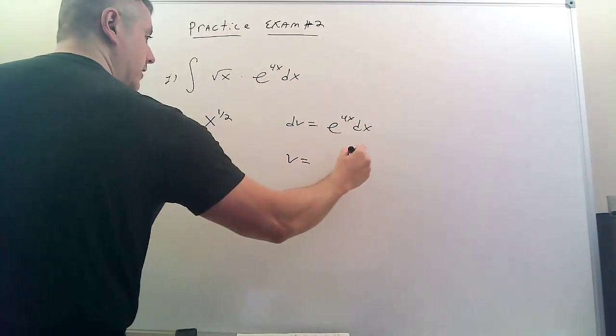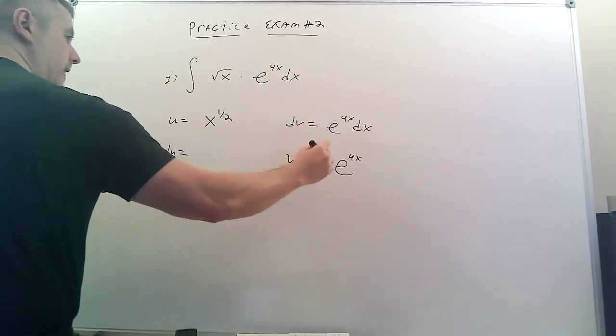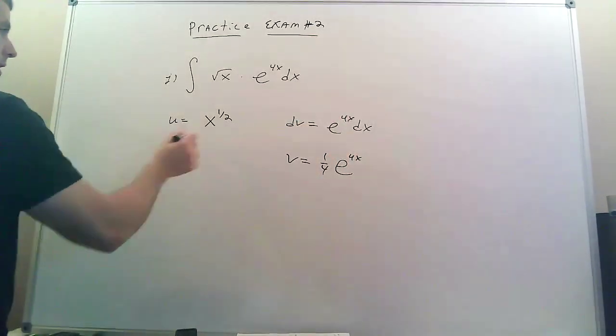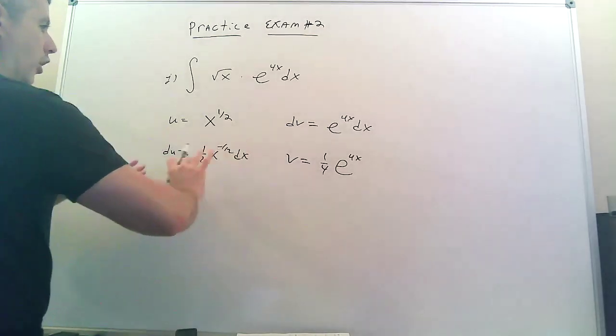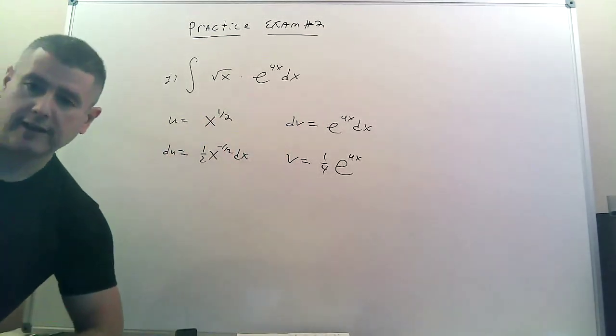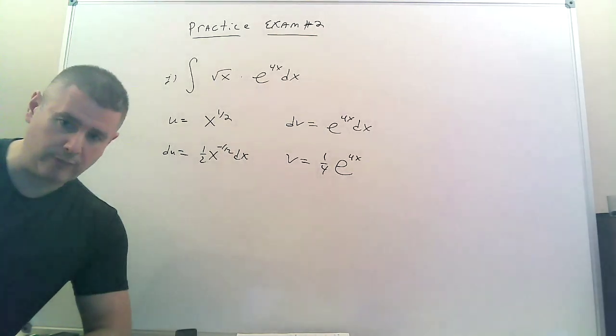Now, again, it's e to the u. The du is right there, 1/4. Simple. And then you take that derivative. And then it is over. This is what I'm looking for. That's it.